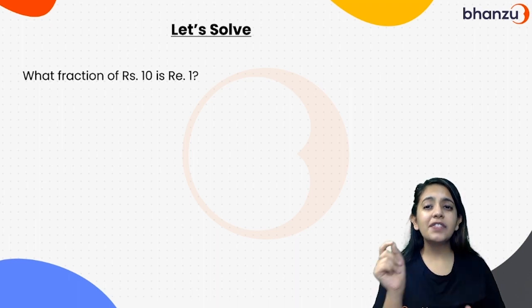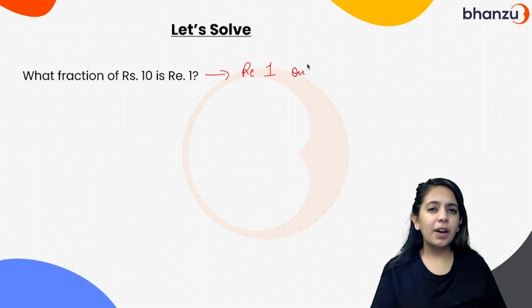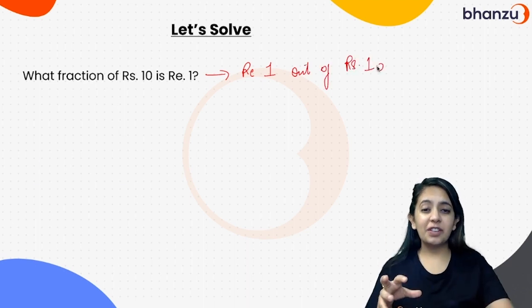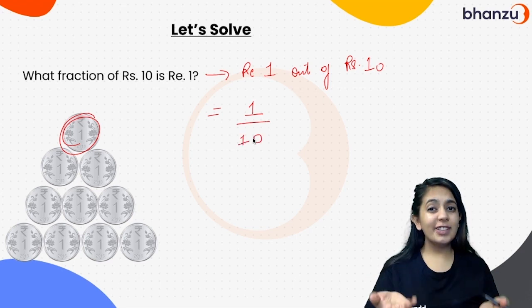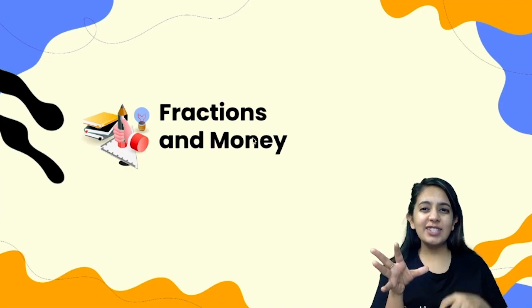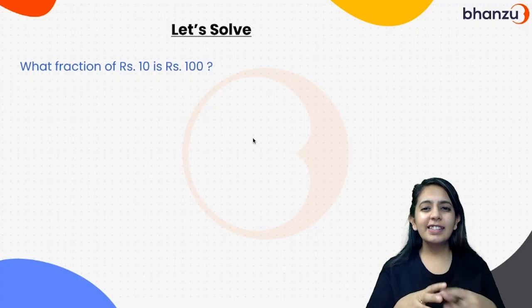Question says, what fraction of rupees 10 is rupees 1? That is, how much is rupee 1 out of rupees 10? If you take 10 coins of 1 rupee, then they're going to make 10 rupees. So how much is this 1 coin out of these 10 coins? Yes, it is obviously 1 out of 10, right? So this is a fraction. Now similar sort of questions we have to do today based on fractions and money. So let's get started.